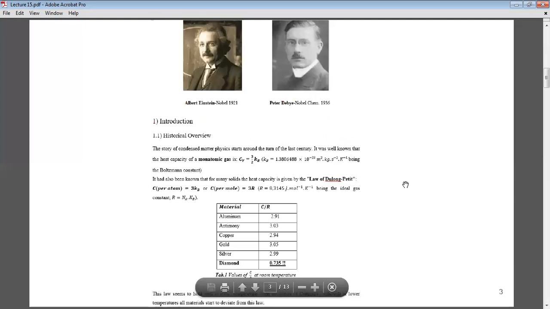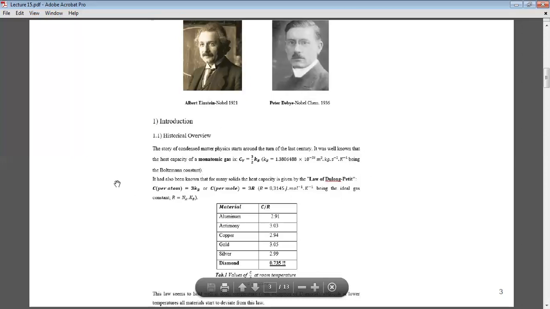So let's start with an introduction. The story of condensed matter physics, the whole thing will be based on what Albert Einstein and Peter Debye found about the specific heat of solids. The story of condensed matter physics starts around the turn of the last century. At that time, it was well known that the heat capacity of a monoatomic gas, that is a gas made of only one atom, CV is equal to 3/2 kB, where this kB is a constant called the Boltzmann constant, okay?